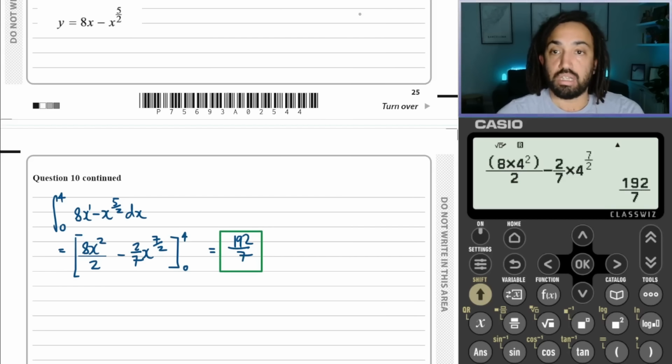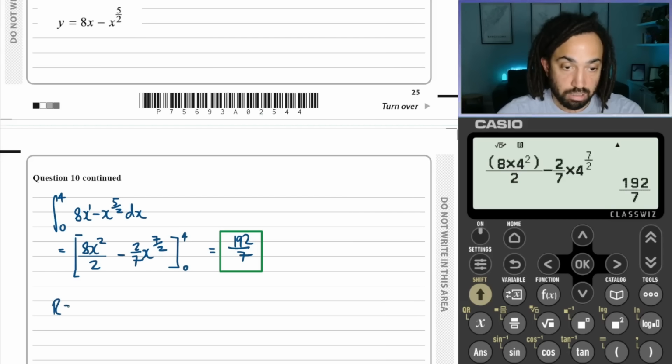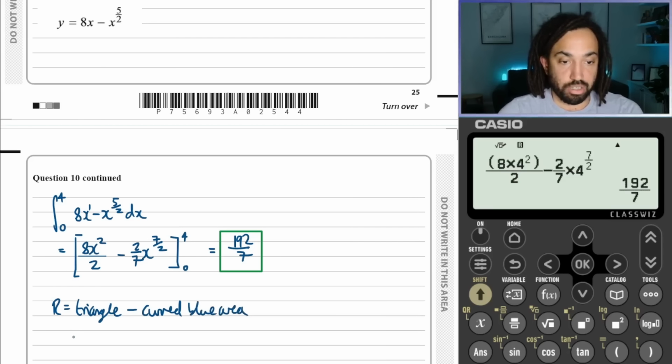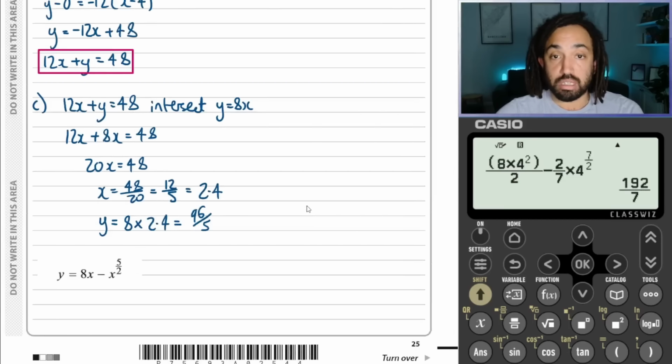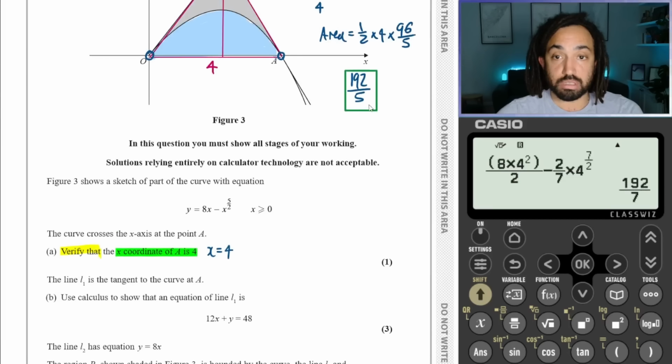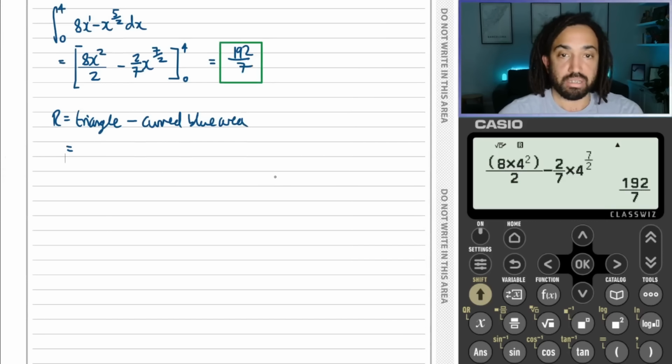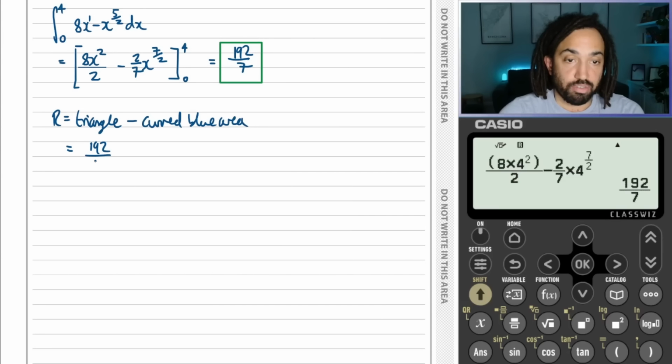Great. So the region R is the triangle minus the sort of curved area, the curved blue area. So the triangle was 92 over 5. So it's 92 over 5 minus 92 over 7, which is the curved area, the curved blue area.